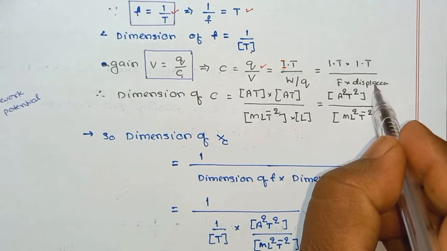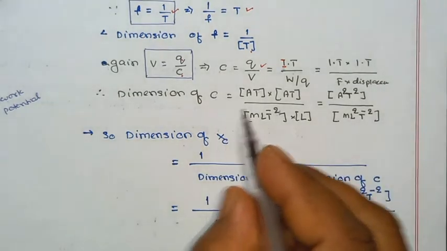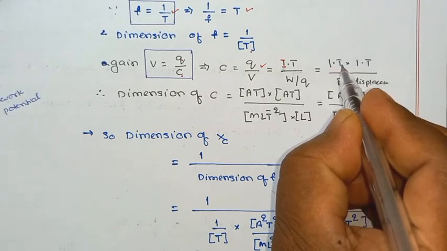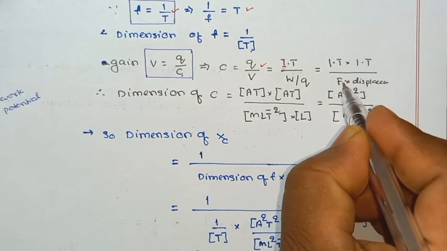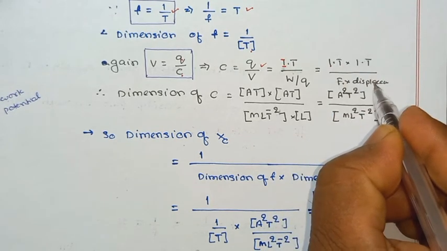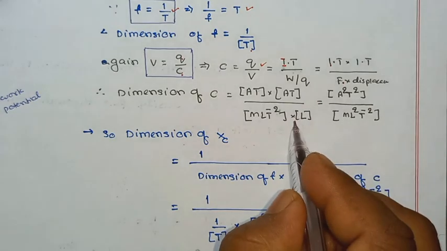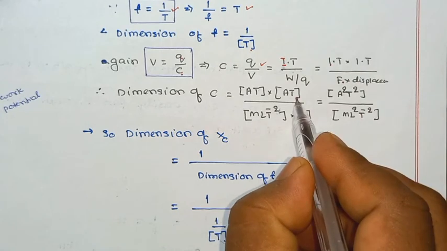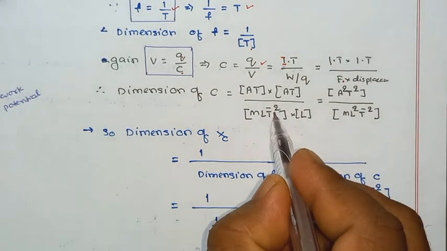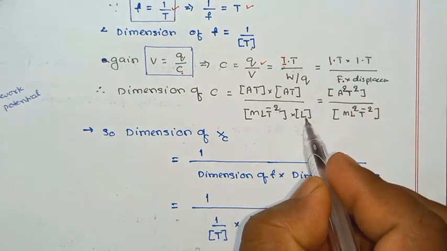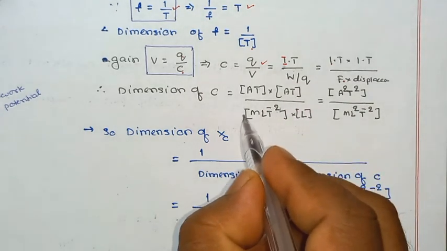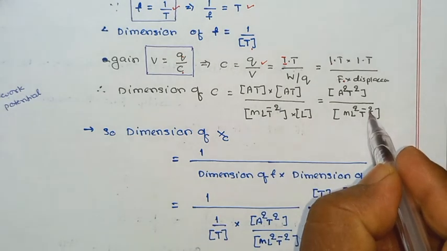force into displacement. Therefore, the dimension of C is, dimension of current is A, dimension of time is T, dimension of force is MLT to the power minus 2, dimension of displacement is L. So putting these dimensions, we'll get dimension of C is equal to, in place of IT we'll write AT, in place of this IT we write AT, in place of F we'll write MLT to the power minus 2, in place of displacement we write L. So after simplification we'll get A square T square over ML square T to the power minus 2.